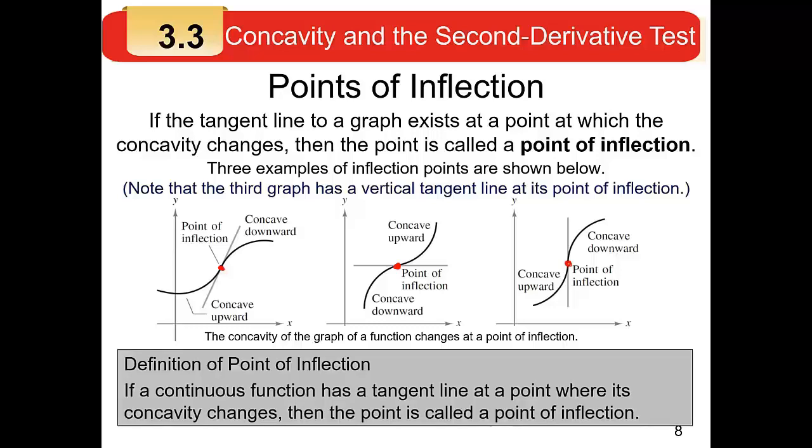So if you want a formal definition of the point of inflection, if a continuous function has a tangent line at a point where its concavity changes, then the point is called a point of inflection. This definition should make it pretty clear that at such points as these, the sign of the second derivative changes.